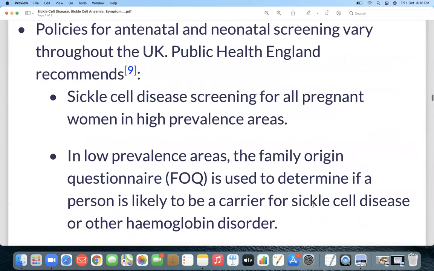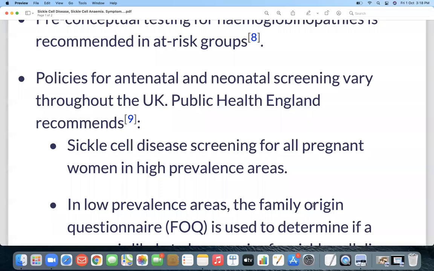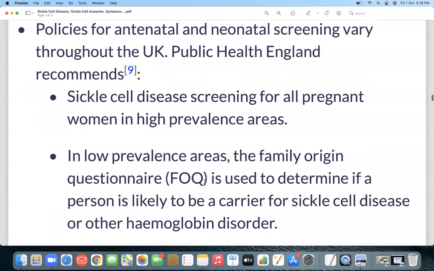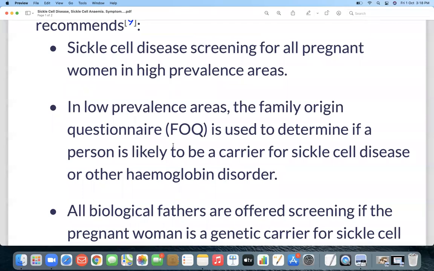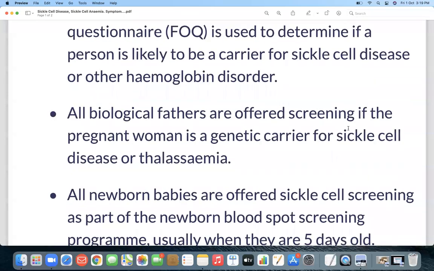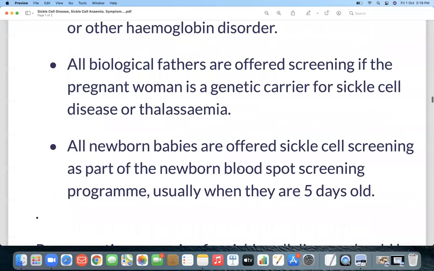So some genetic counseling is very important here. Okay. So policies of antenatal and neonatal screening vary throughout the UK. They are screening even all pregnant women to know whether the child will have sickle cell or not. If the pregnant woman is positive, they will check the partner as well. Like all biological fathers are offered screening if the pregnant woman is a genetic carrier of sickle cell disease or thalassemia, both. And all newborn babies are offered sickle cell screening as a part of the newborn blood spot screening program, usually by when they are 5 days of age.